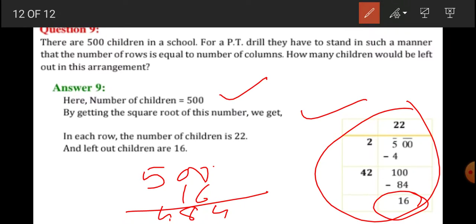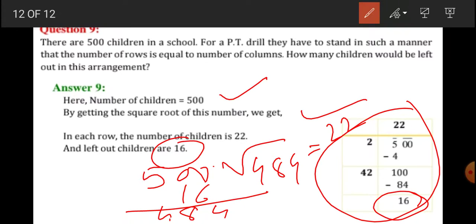That means the square root of 484, what will it be? It will be 22. And 16 children will be left out.